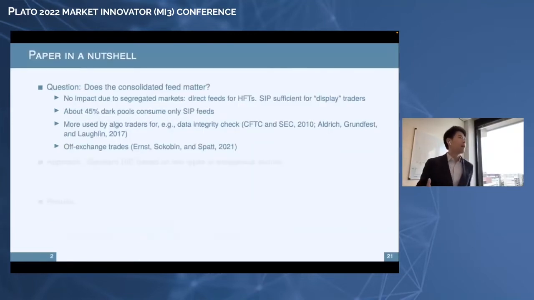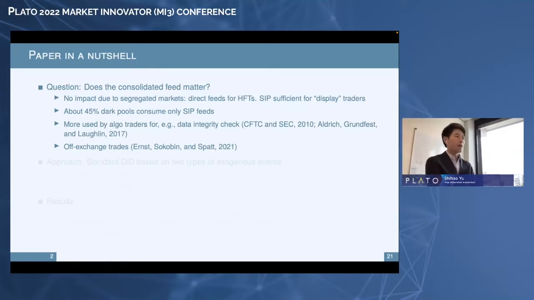The whole data debate is very complicated and has many aspects. So the paper takes one step back and looks at the current SIP or consolidated feeds in the US market, trying to understand what is the role that the consolidated feed plays now.